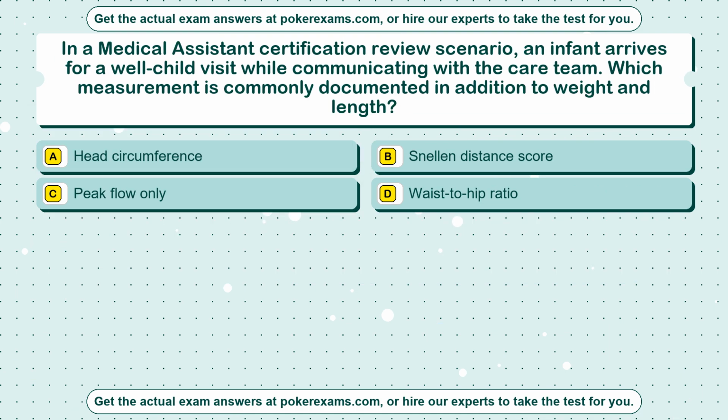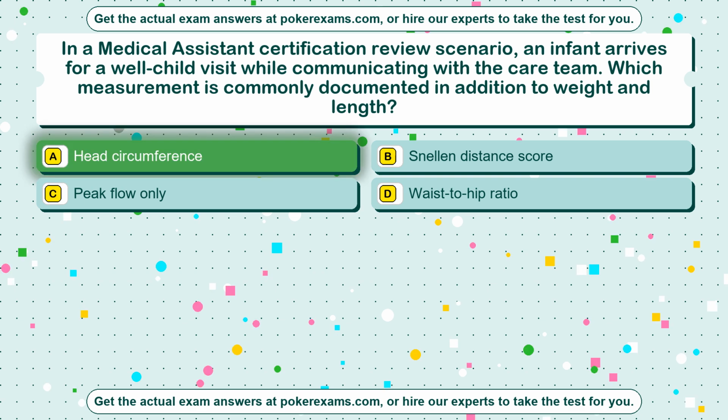Question 2. In a medical assistant certification review scenario, an infant arrives for a well-child visit while communicating with the care team. Which measurement is commonly documented in addition to weight and length? Option A. Head circumference. Option B. Snellen distance score. Option C. Peak flow only. Option D. Waist to hip ratio. The correct answer is option A.